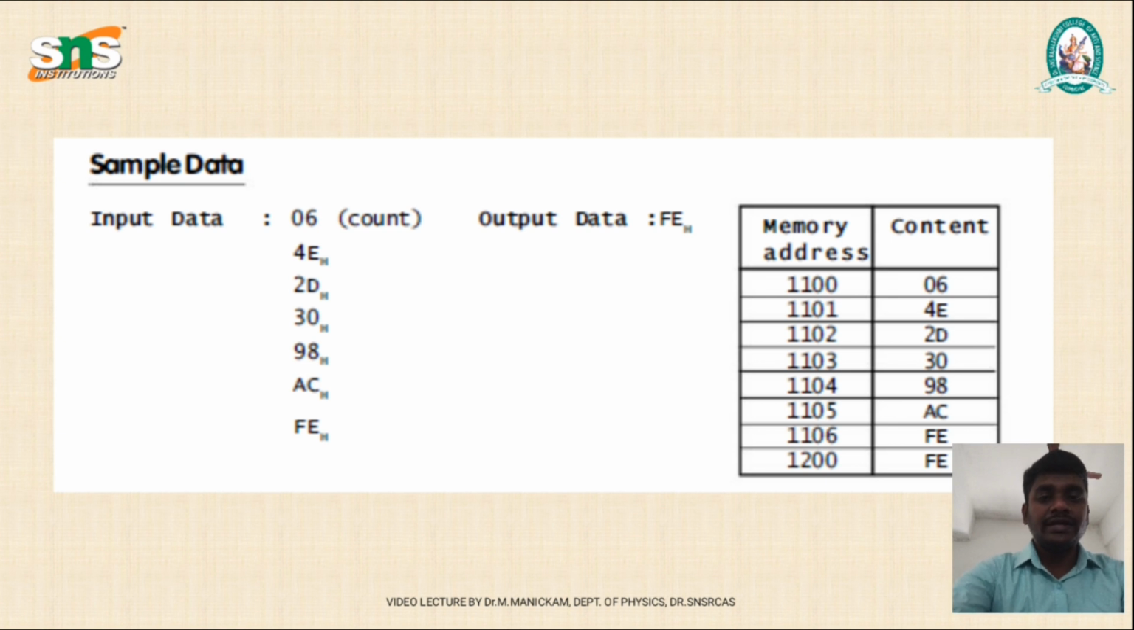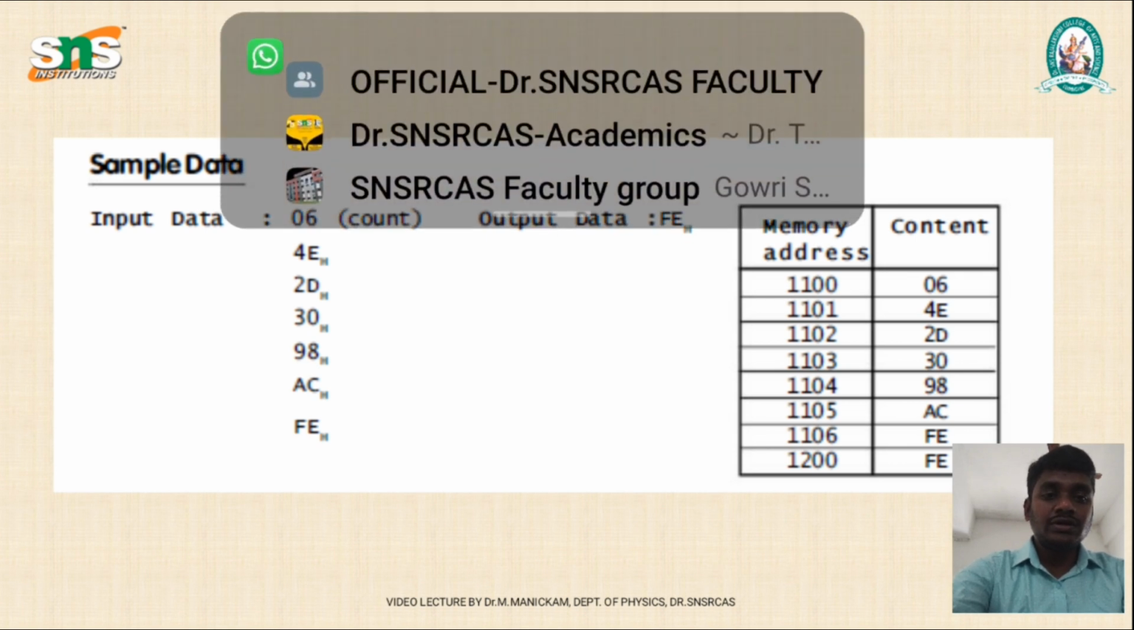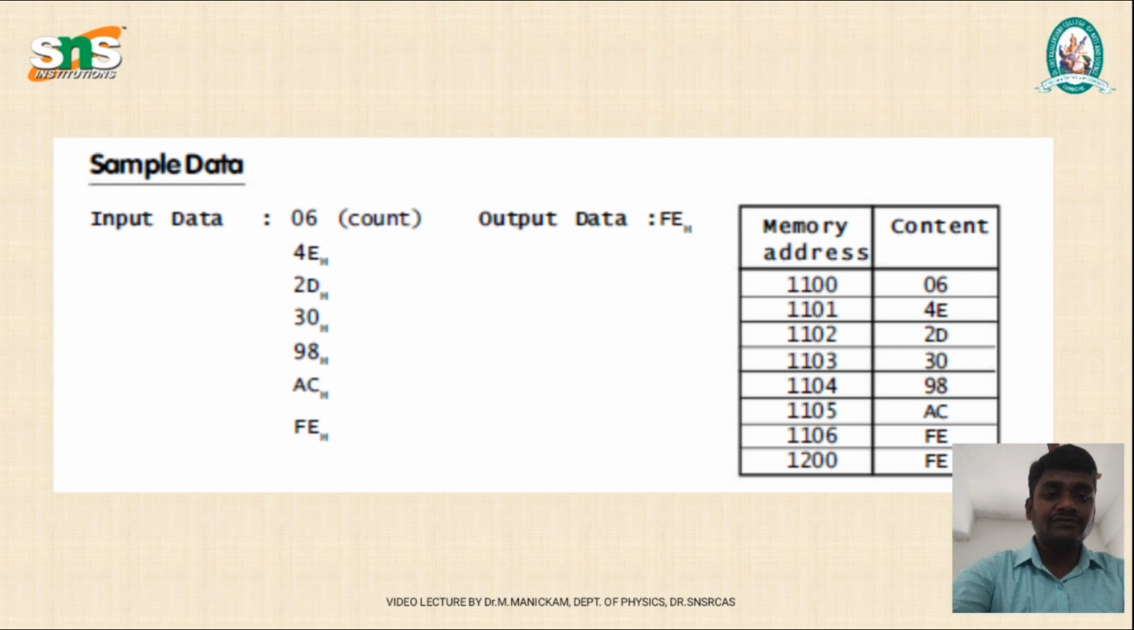So this is the sample data we are given as input. Here we are using 6 data, that is 06 as the count, then 4E, 2D, 30, 98, AC, FE. These are all the input values we have given, in the address 1100 as the count, and from 1101, 1102 up to 1106 we are giving input values. After the comparison of all the data, we will get the final result, that is FE as the largest data in the array. That will be stored in the address 1200.